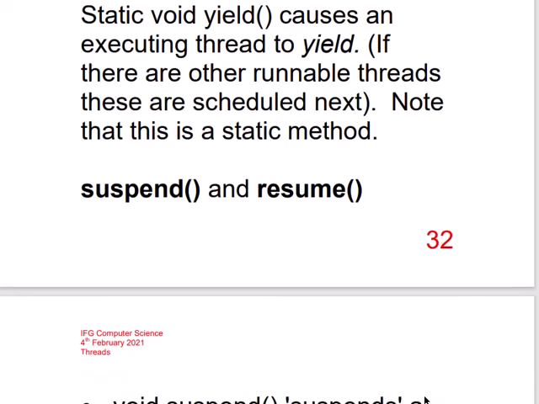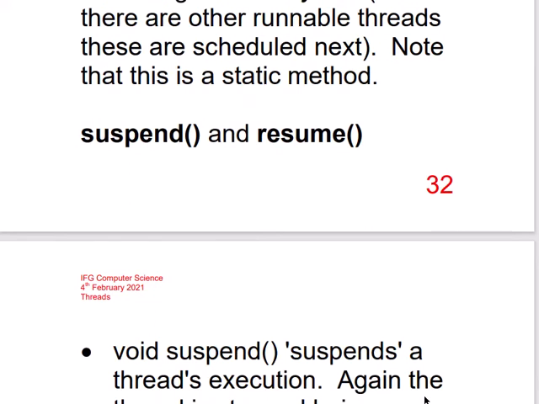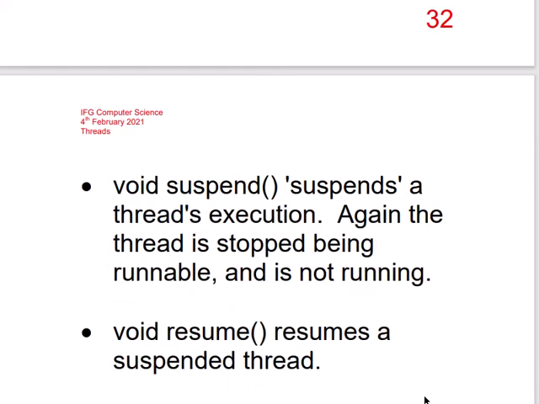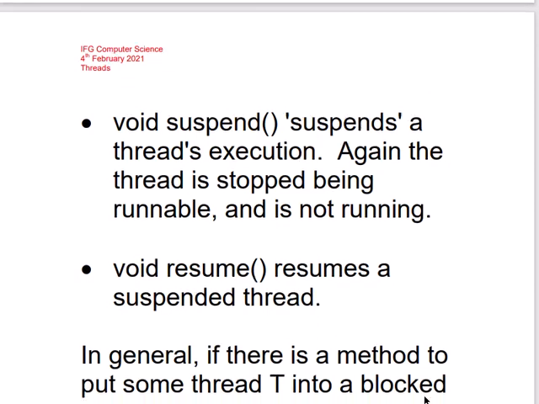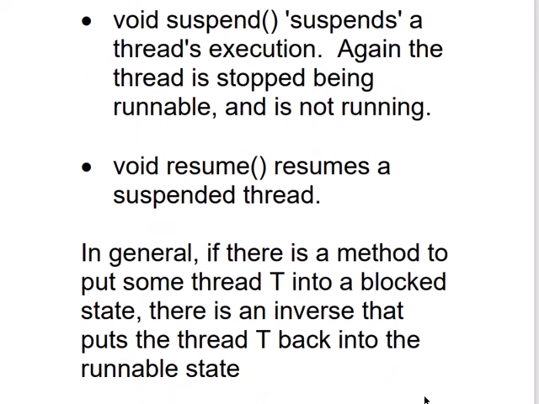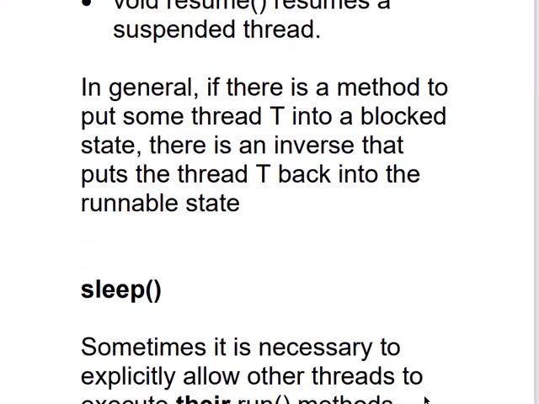And two more methods, suspend and resume. I've mentioned those already. Suspend suspends a thread's execution. The thread stops being runnable and it's not running. And resume resumes a thread that's been suspended. In general, if there is a method to put some thread into a blocked state, whatever that blocked state has been caused by, there is an inverse that puts the thread T back into the runnable state.